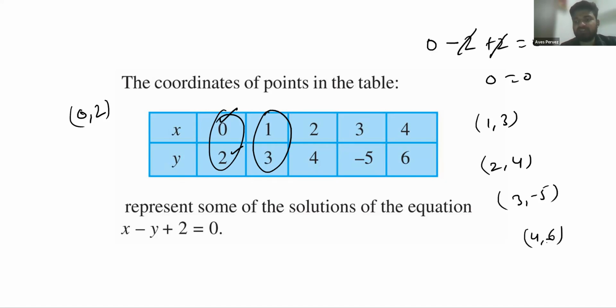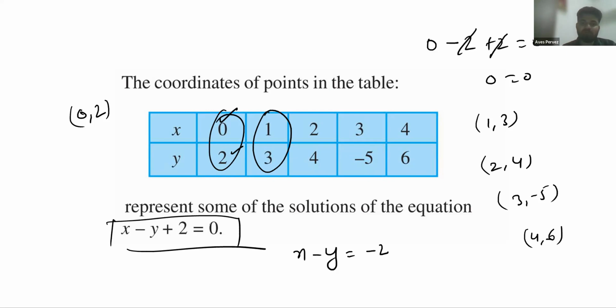You have 2 minutes. Check whether all these points satisfy this equation or not. Check it. You can also write it this way: x minus y is equal to minus 2, because when this 2 goes to the other side, it becomes minus 2. So put the values of x and y and check if you are getting x minus y equal to minus 2. Okay, back in 1 minute.